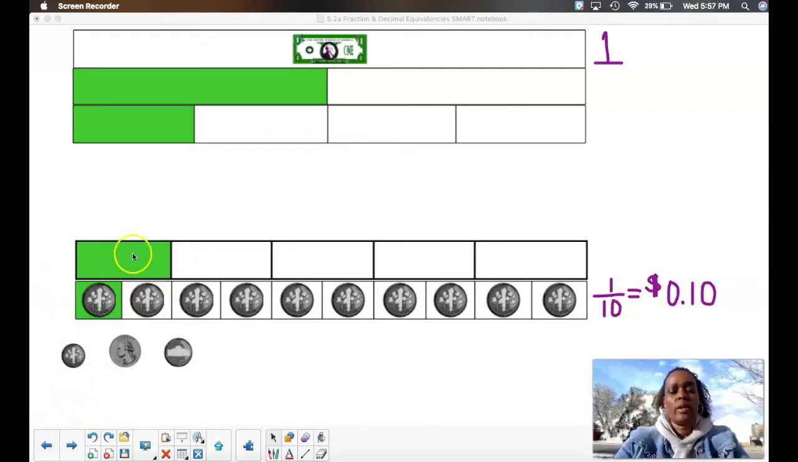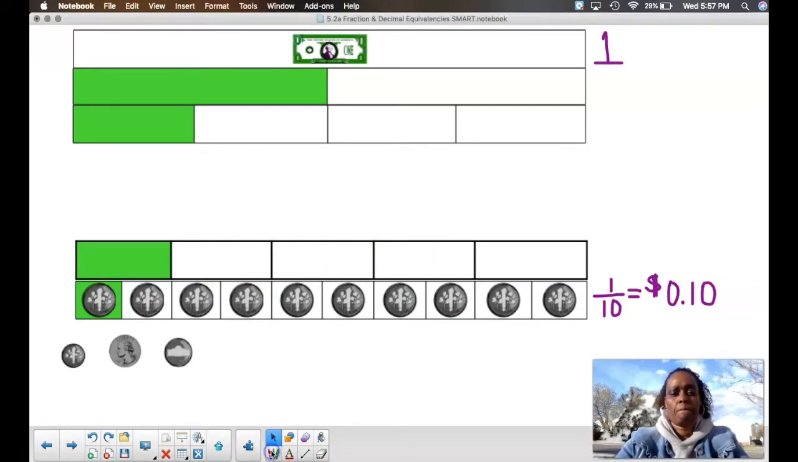So now I want you to think about the fraction strip that's right above the tenths fraction strip. How many sections is it divided into? 1, 2, 3, 4, and 5. So what would our denominator be? 5 sections in all. And how many are shaded in green? 1 section. So these are fifths. That's 1/5, that's 2/5, that's 3/5, that's 4/5, and that's 5/5.